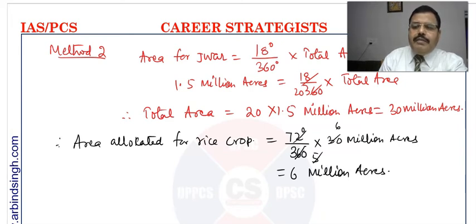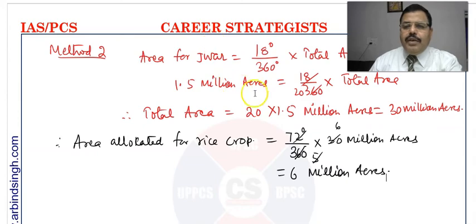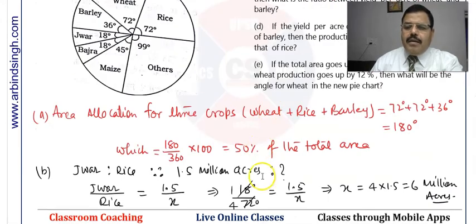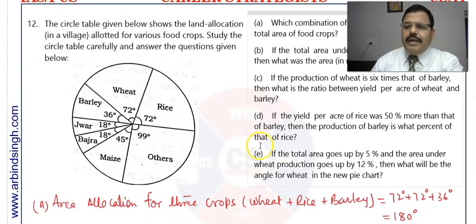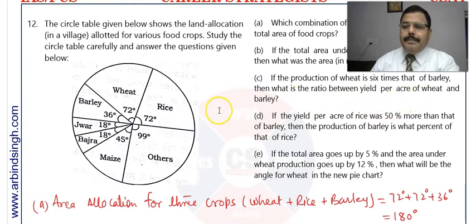So hopefully you did well, and like this also. This is another method in which we can do this, and hopefully you did it like this or that. Both ways you will get the same marks. Now C part: if the production of wheat is 6 times that of the barley, then what is the ratio between yield per acre of wheat and barley? This is the third question.